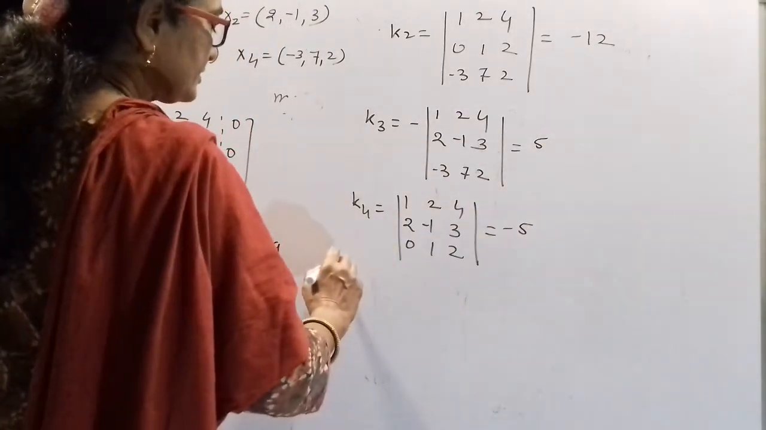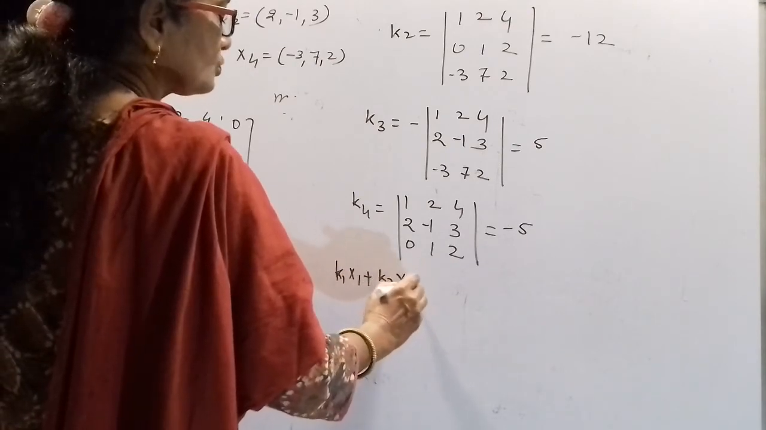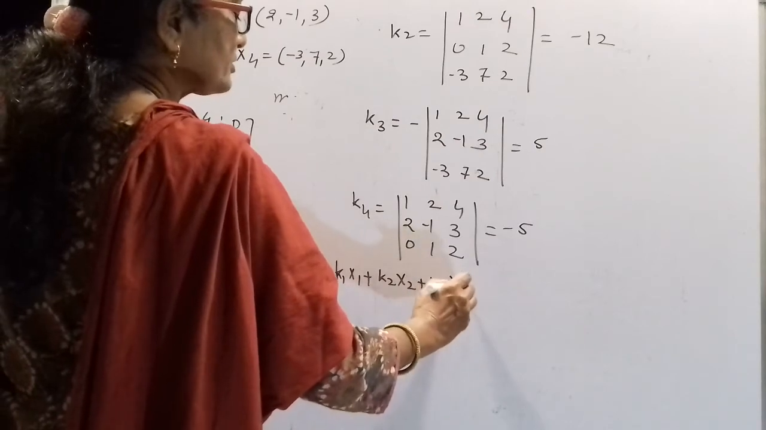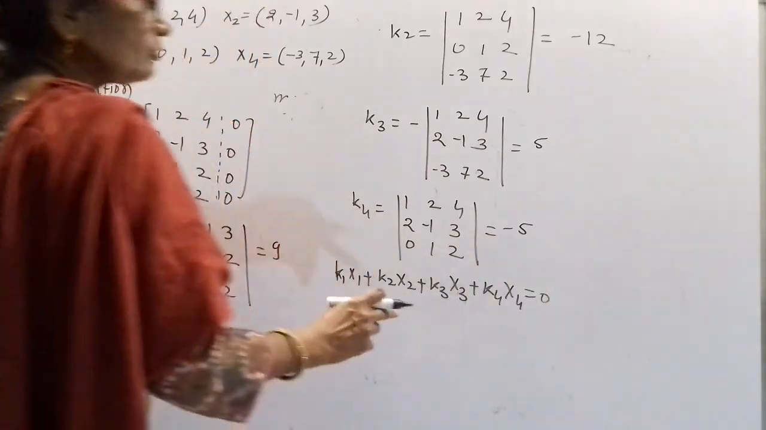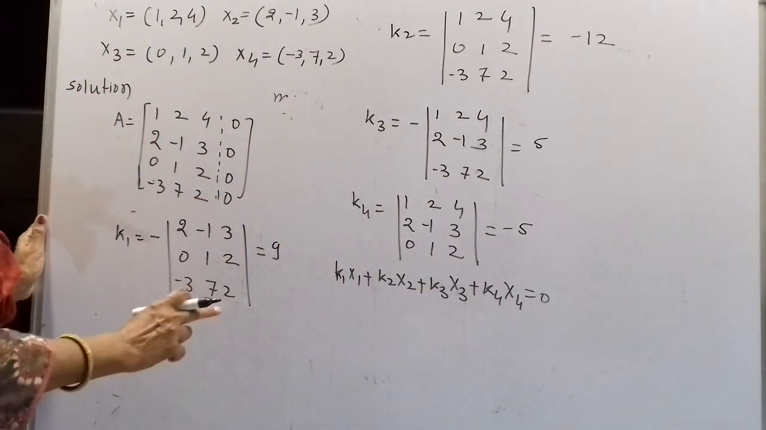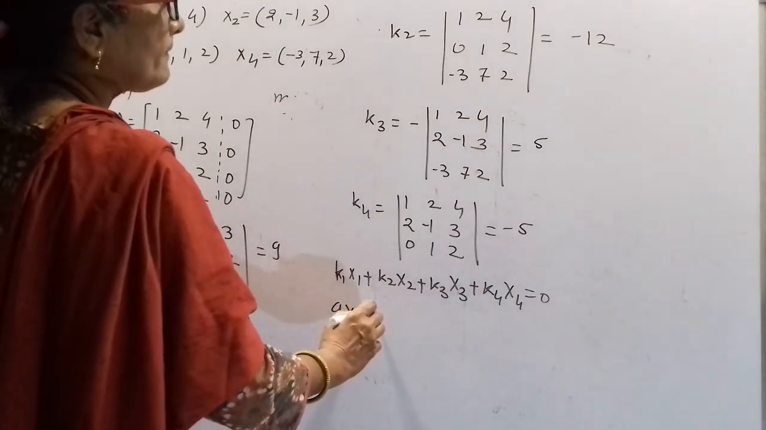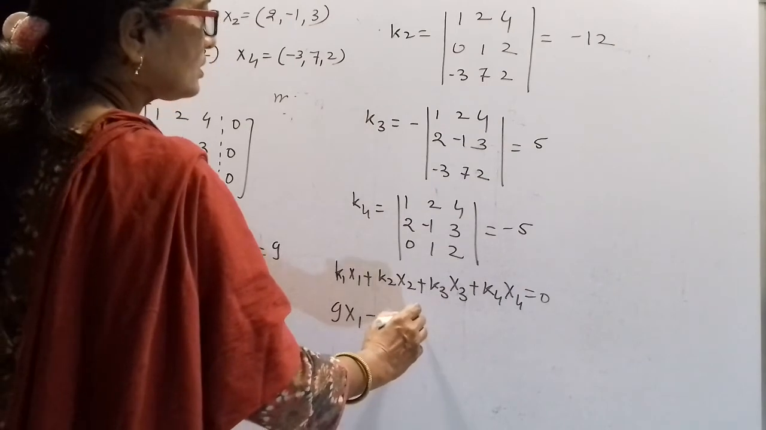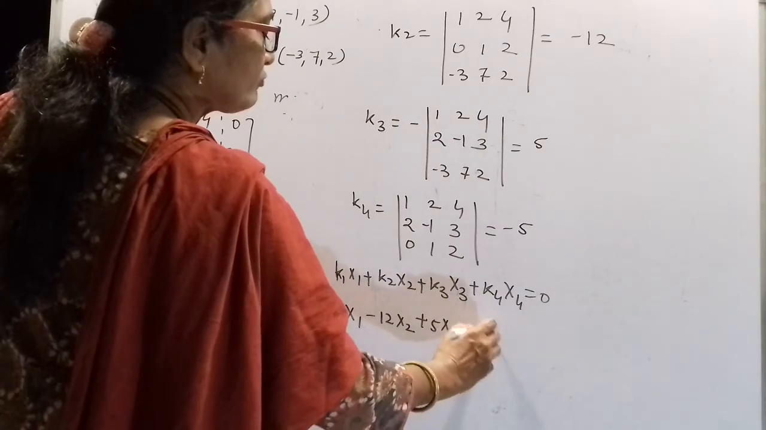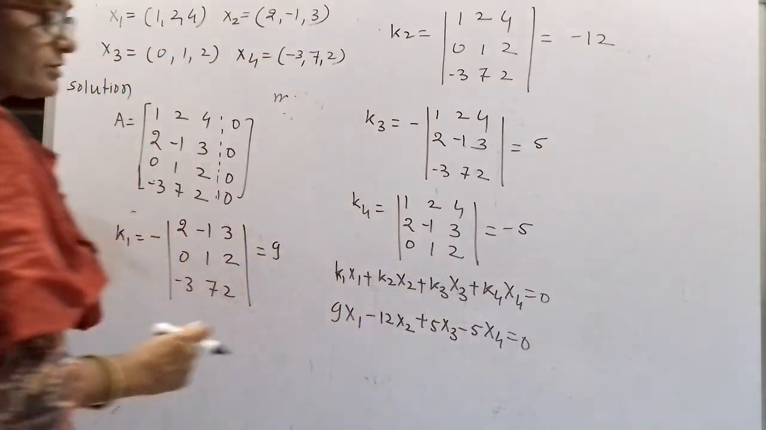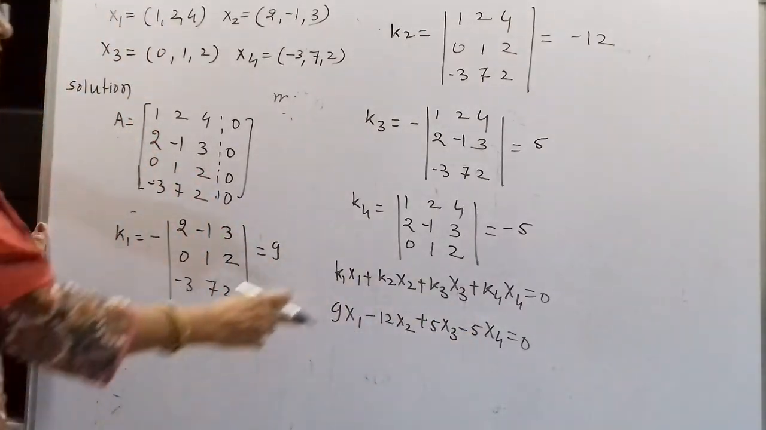So thus the relation is k1 x1 plus k2 x2 plus k3 x3 plus k4 x4 is equal to 0. Now we have to put the values of k1, k2, k3, k4, so that we will get 9x1 minus 12x2 plus 5x3 and minus 5x4 is equal to 0. This is the relation between these four vectors, and they are linearly dependent, they are related with this relation.